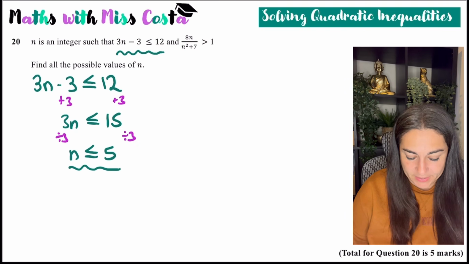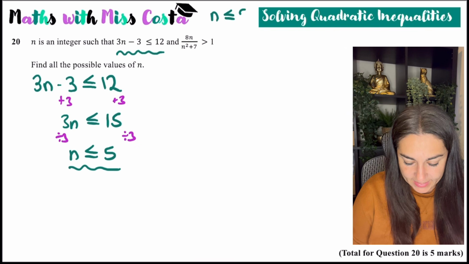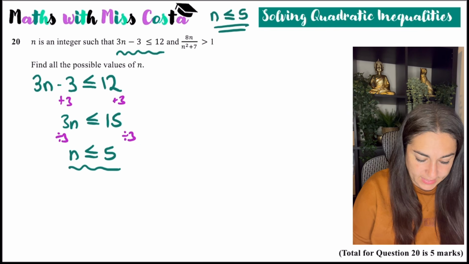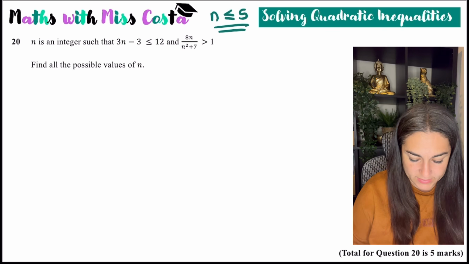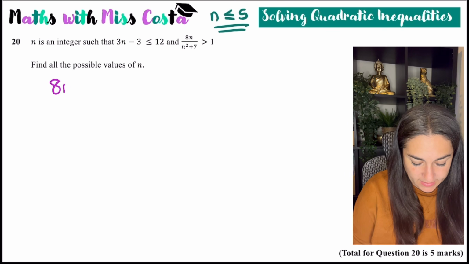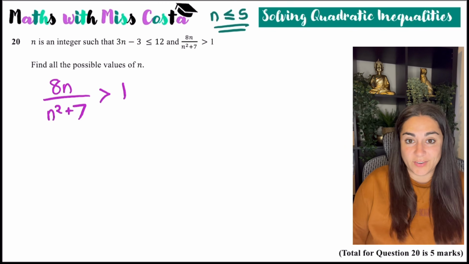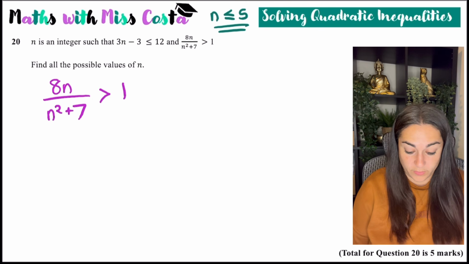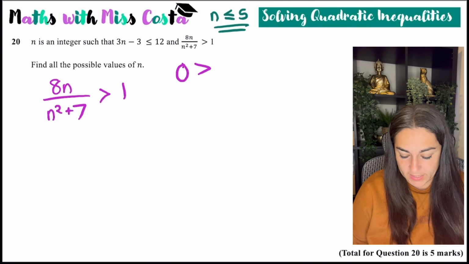The next part is where it gets a little bit trickier. So let's just keep that stored up here. So n is less than or equal to 5 is the first bit. And now let's look at our next inequality here. So I know that 8n over n squared plus 7 must be greater than 1. Now I'm going to rearrange this to put it in the form of a quadratic where 0 is going to be greater than or less than something.